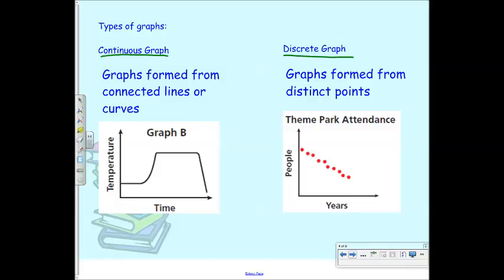Graphing points, okay. So each of these points represents one very specific answer, right? There's 1 year that goes with the number of people. This is the graph of theme park attendance. What's happening with the theme park attendance over the year? It's declining. So fewer people are going to the theme park, right? But the reason that it's not a continuous graph is because there's one specific number for each year.